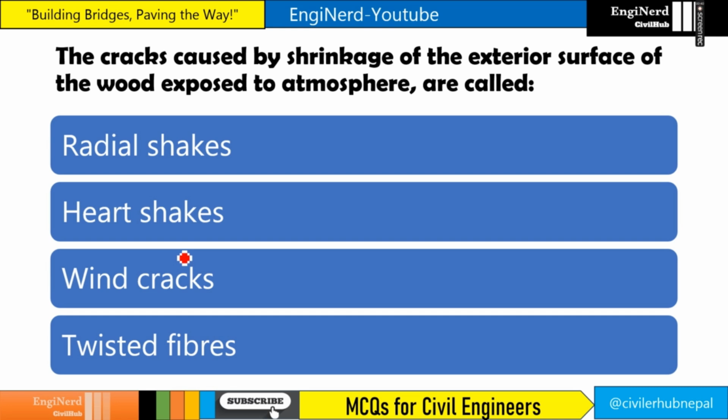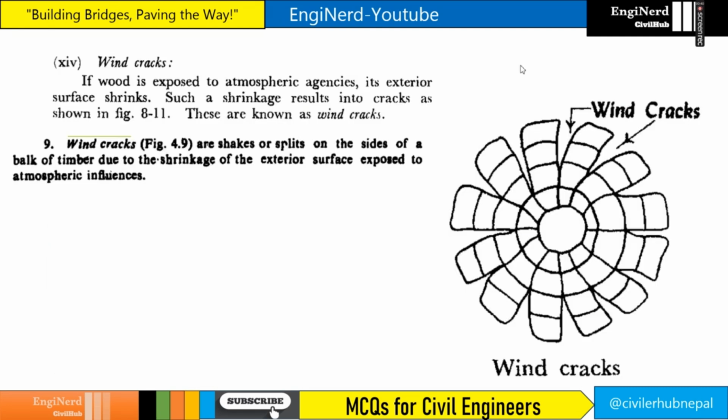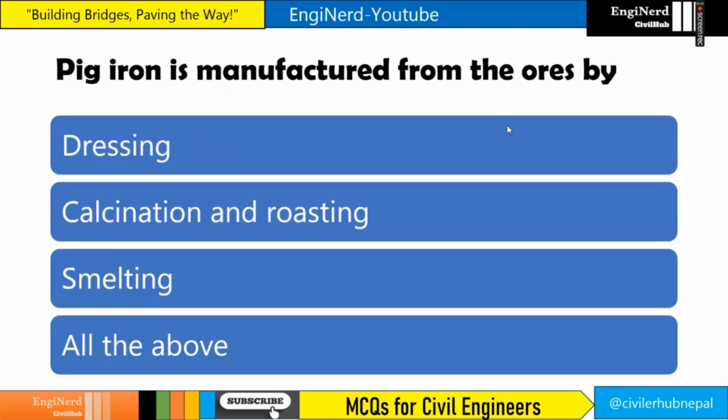wind cracks, right? So shrinkage of the exterior surface of the wood. We see here in the wind cracks, if wood is exposed to atmospheric agencies, its exterior surface shrinks. Such a shrinkage results in these cracks, right? So these are known as wind cracks. Okay, the answer is wind cracks.